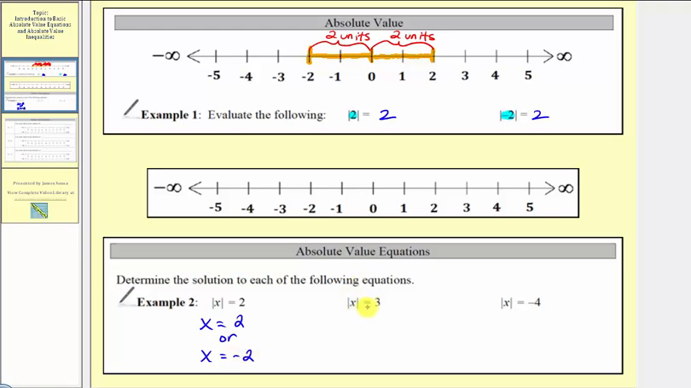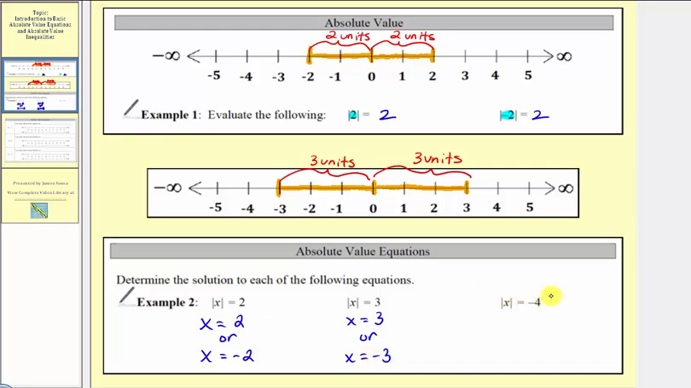Next we have the absolute value of x equals 3. So now we're looking for all the numbers whose distance from 0 is equal to 3 units. So looking at the number line, if this is 0, notice how 3 is 3 units from 0, but negative 3 is also 3 units from 0. So once again we have two solutions to our absolute value equation. X equals 3 or x equals negative 3.